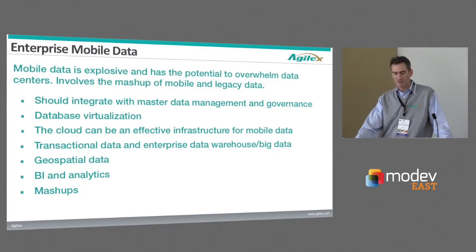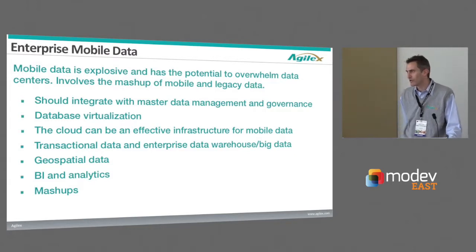But a lot of organizations are using the cloud to store, especially GPS and geolocation data, so they can then use the cloud to mash up legacy data and external APIs, external data. So you're seeing a lot of that. The BI and analytics aspect is important.